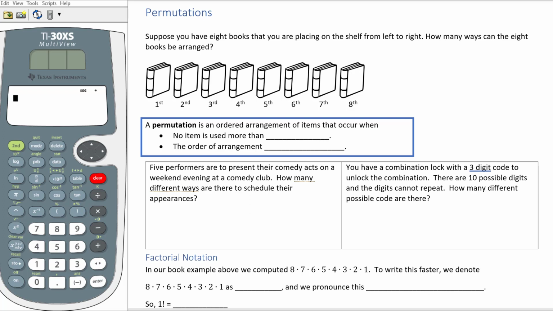So let's think about the books on the shelf having 8 different positions. The first position, the second position, third, fourth, all the way through 8th. And you have a stack of books, and you're going to put them each in its own position on the shelf. First position, second position. So the first thing that we're going to do is put our first book up. Now, how many different ways could we put our first book up on the shelf? Well, there's 8 total ways that we could get our first book on the shelf.